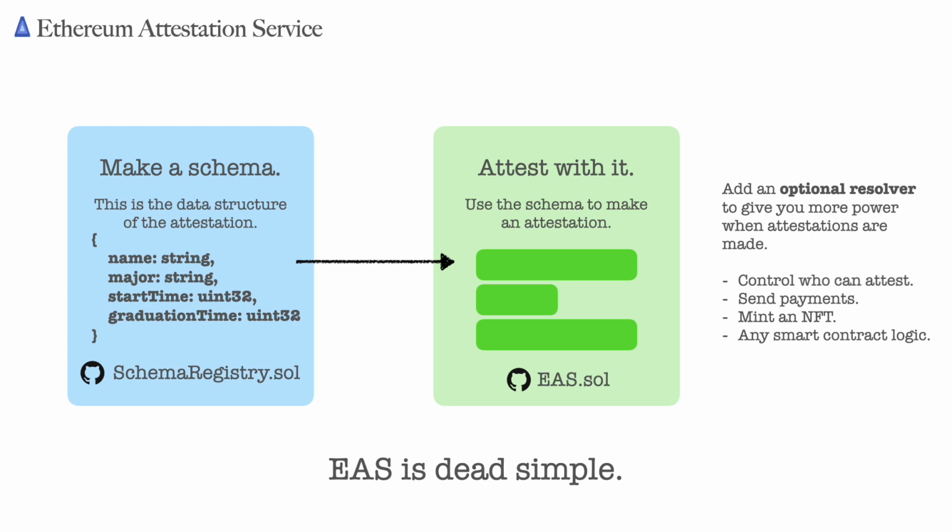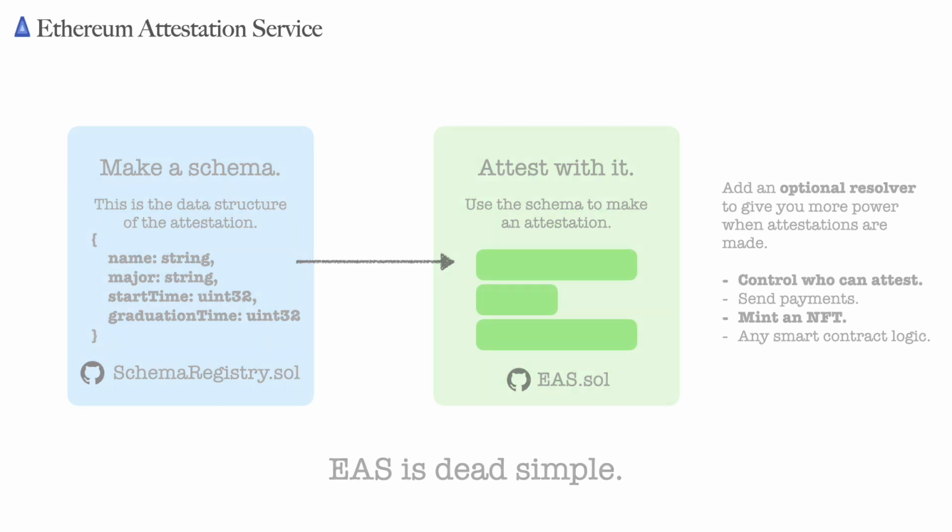We can also optionally use resolver contracts, which enable you to add additional access control and features to your schema. For example, we can create a resolver that only allows university personnel to attest your diploma. Additionally, once your diploma has been attested, the resolver could also mint an on-chain badge that can act as an immutable record of your diploma.